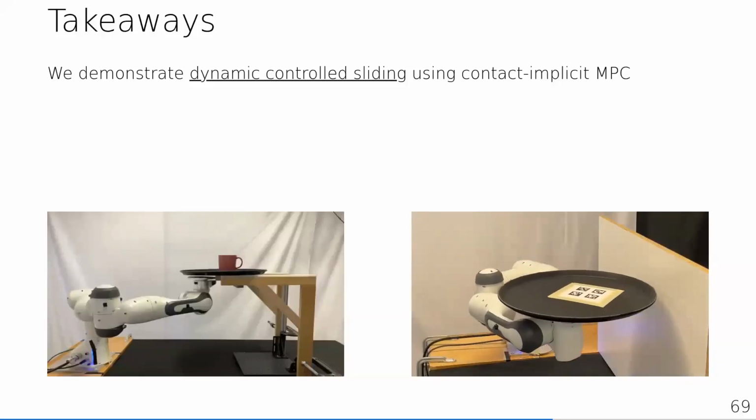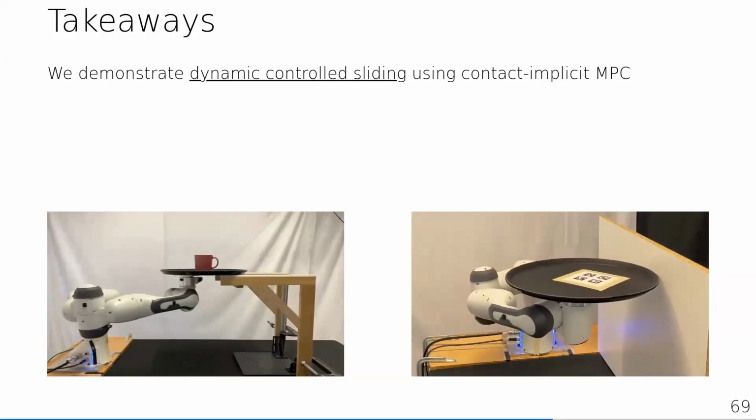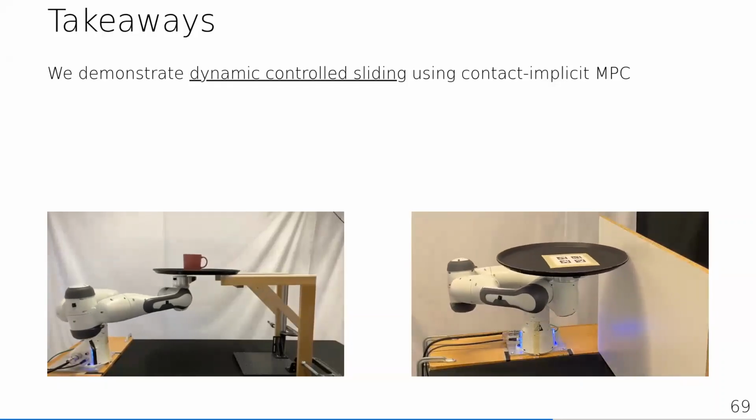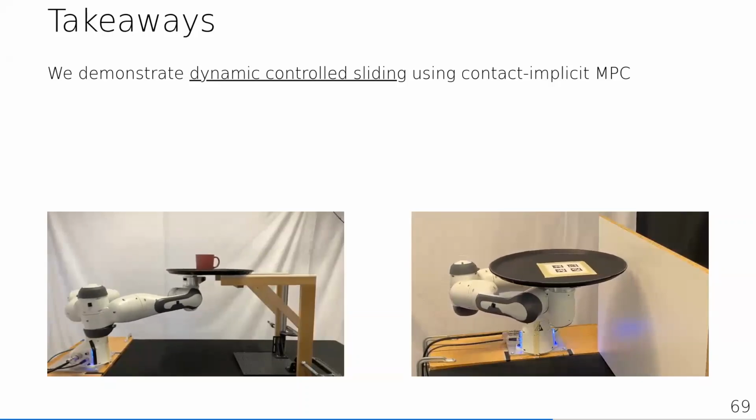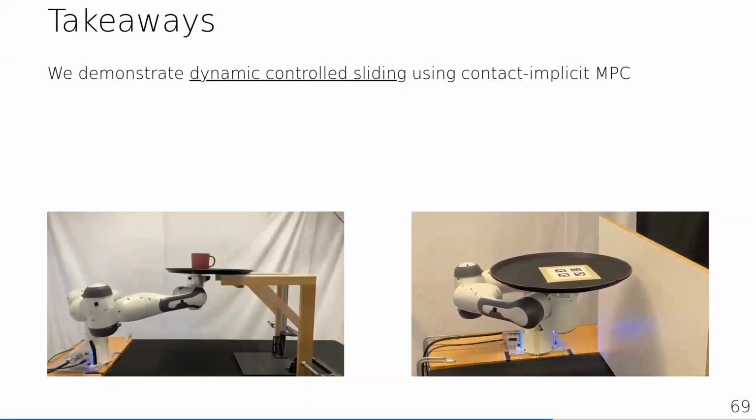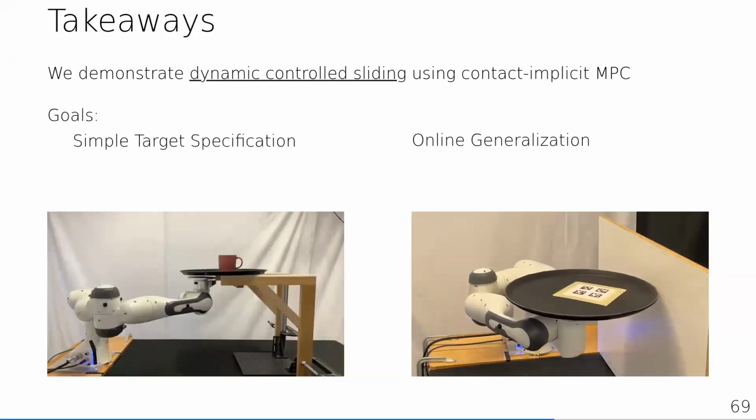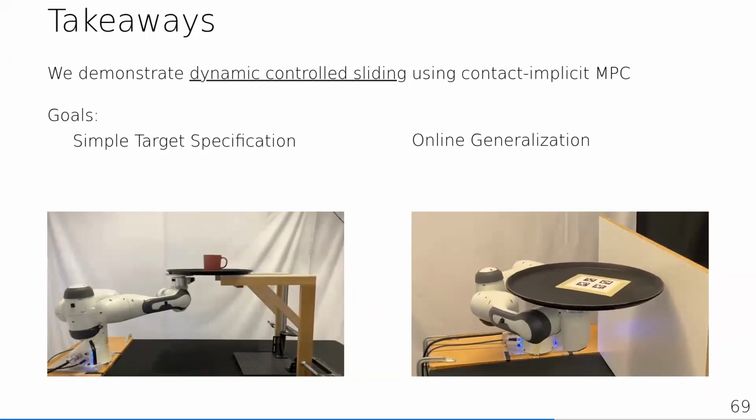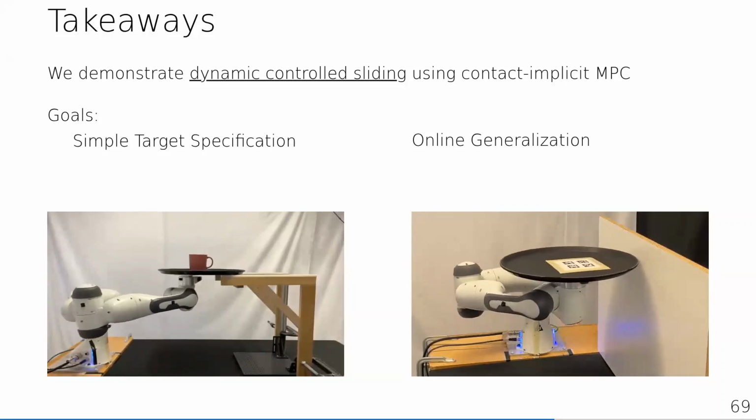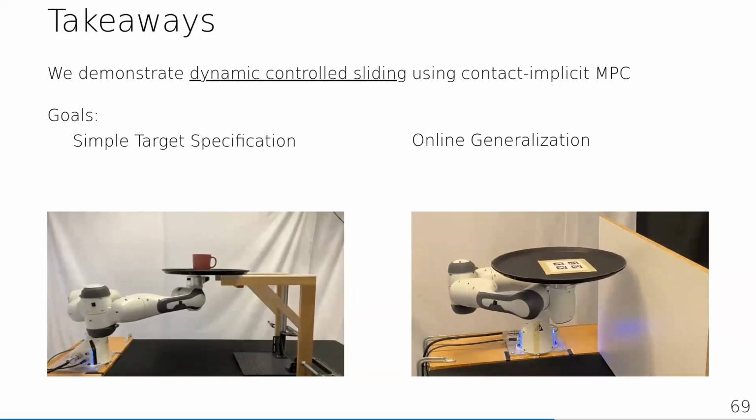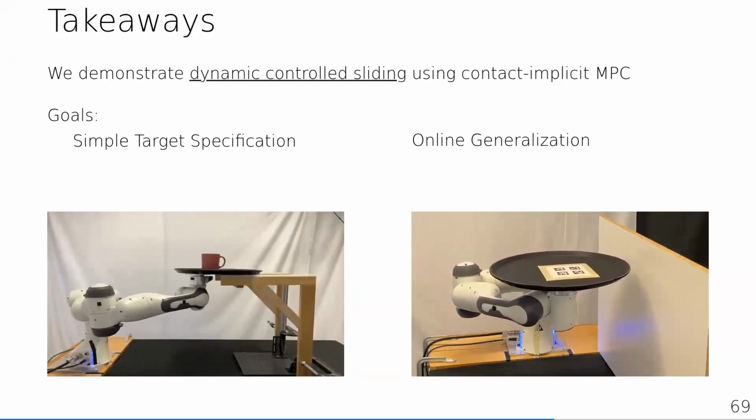Okay, in summary, we demonstrate a dynamic controlled sliding task using context implicit MPC to handle some of the key challenges associated with frictional contact. In addition to just performing the task, we identify two key attributes necessary for a scalable solution, which are a simple target specification and generalization to new tasks without additional offline computation.